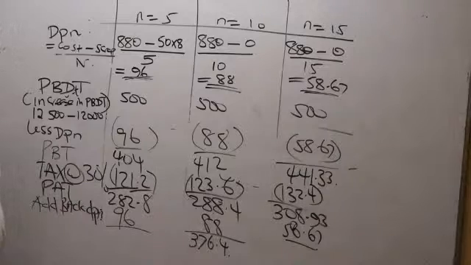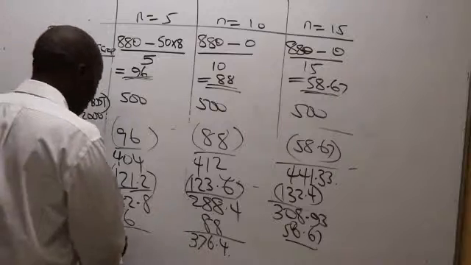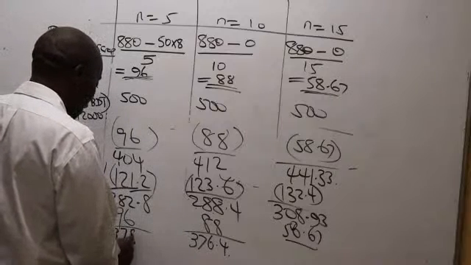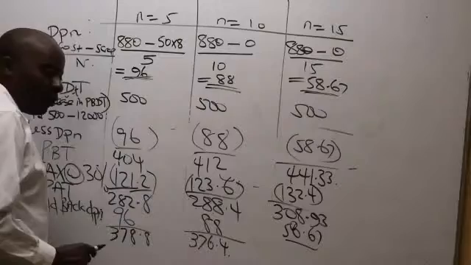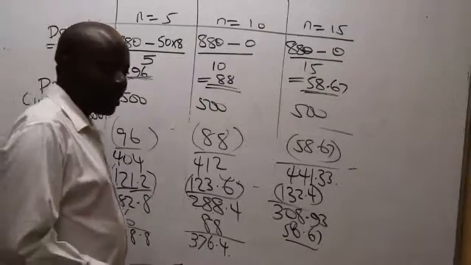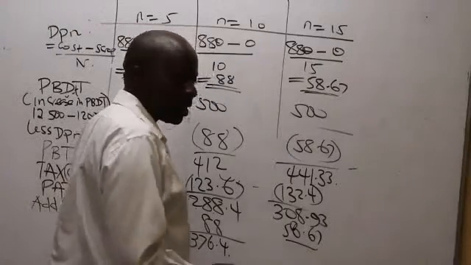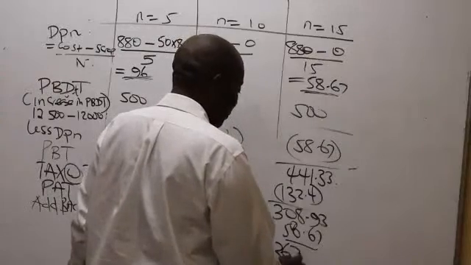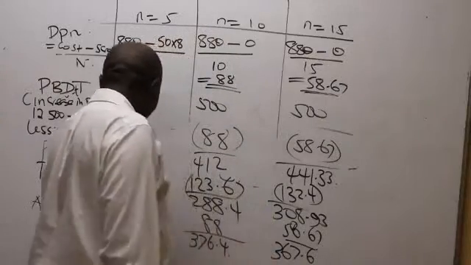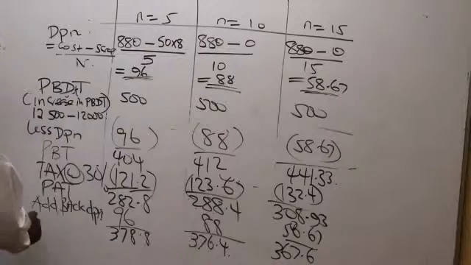Chelsea tells me 378.8. This one is 378.8. Thank you so much. Third is 367.6. 367.6. Thank you very much. So these are our cash flows.